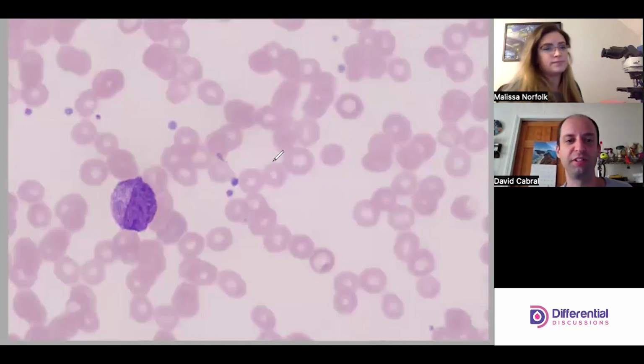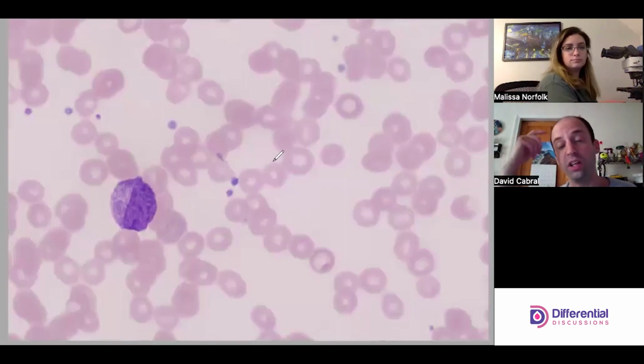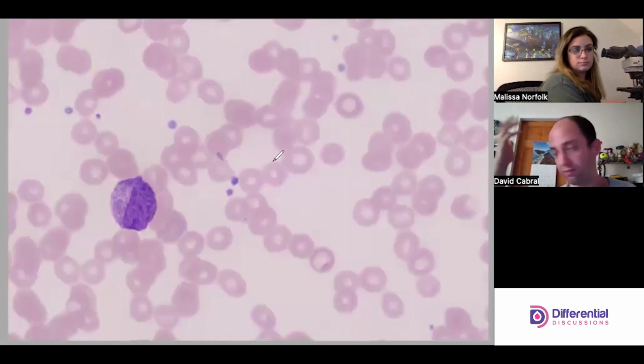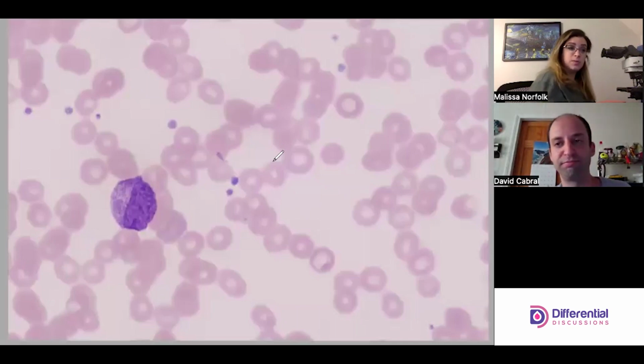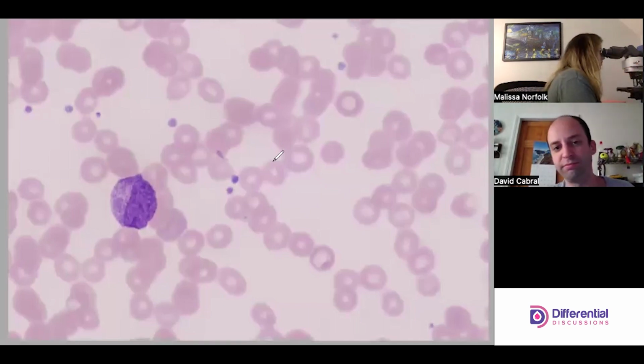It's always safe. So this is another thing: there could be immature grans in a slide like this. Yeah, because this is supposed to be purely monocytic. Right. But sometimes you have the immature grans.